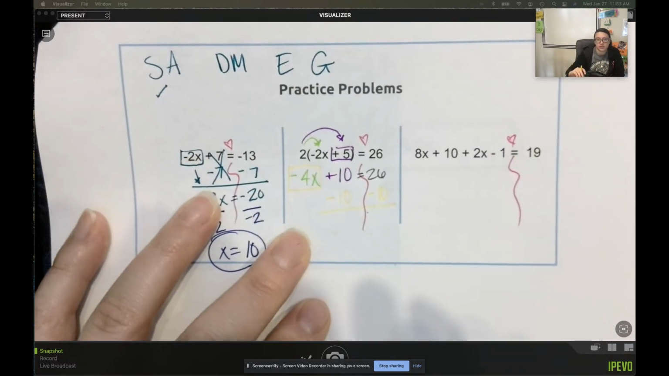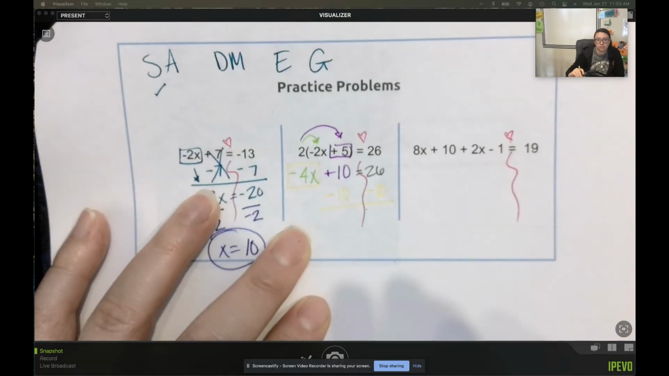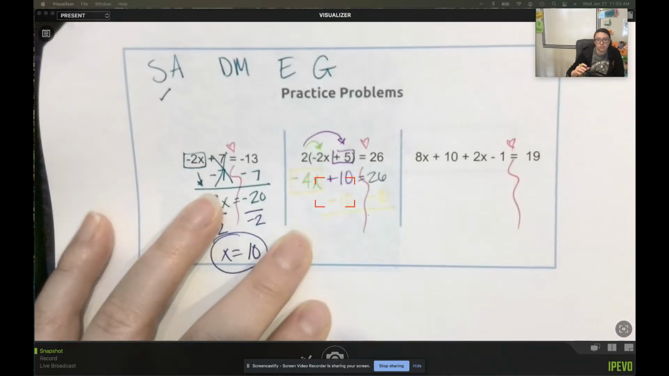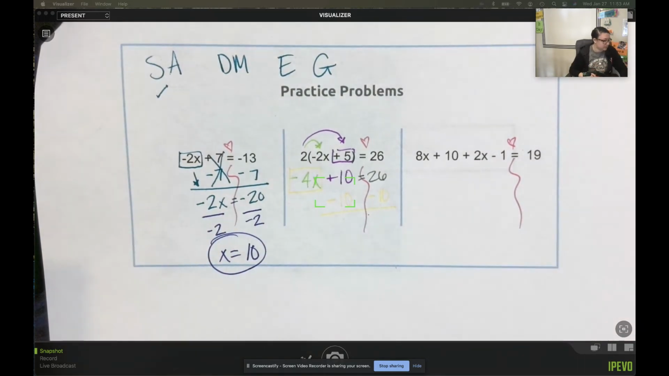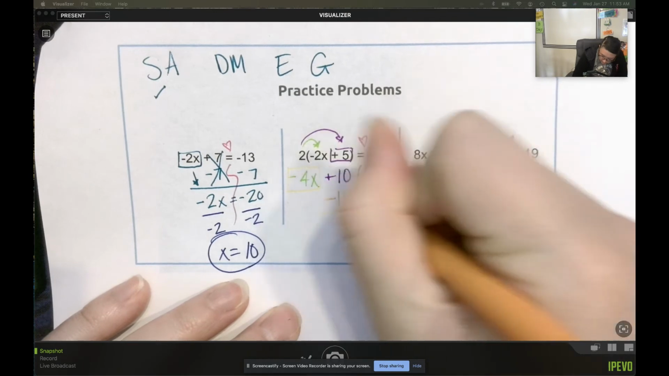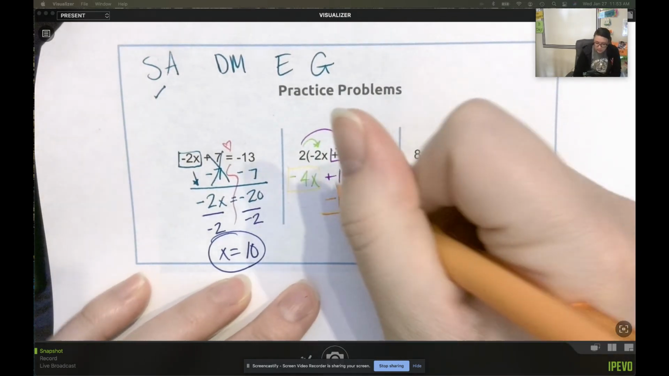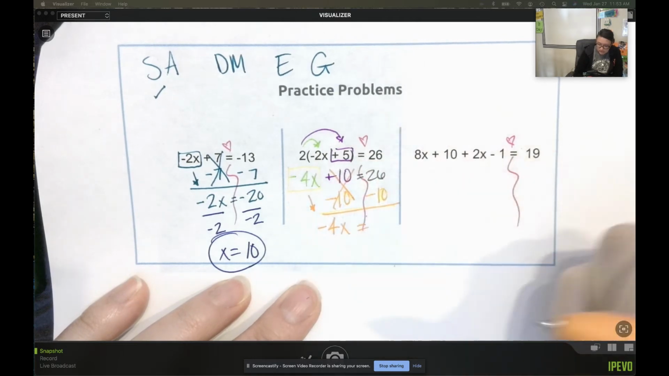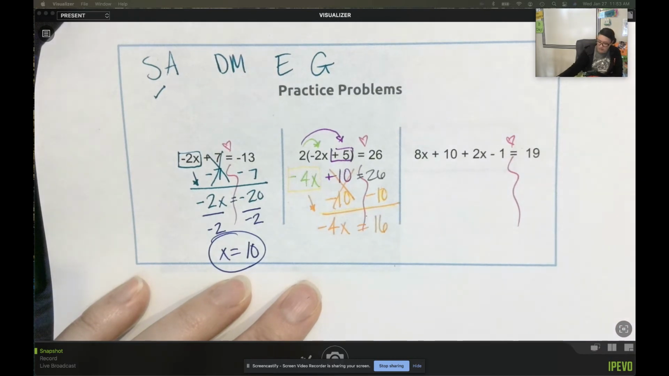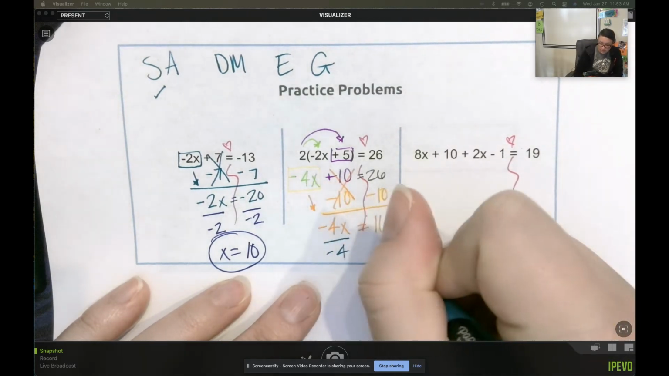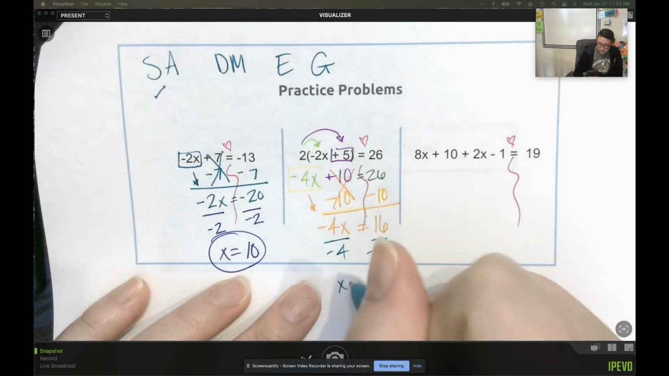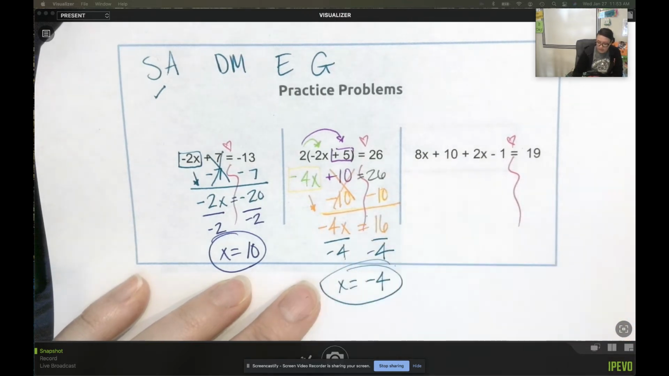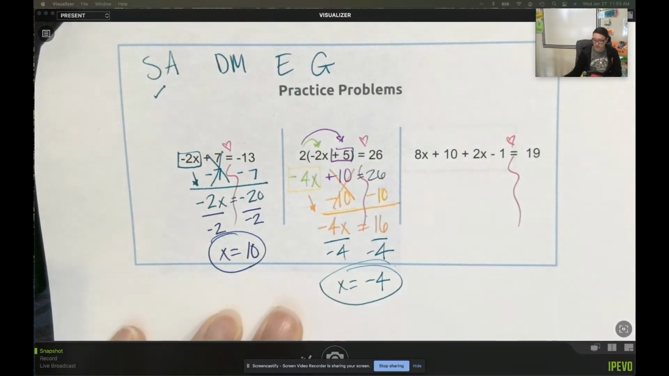Y'all can't see that very well. No, I'll use a different color. Subtract 10 from both sides. There we go. That's better. I bring down my negative 4x. 26 minus 10 is 16. Divide both sides by negative 4. I get x equals negative 4. X equals negative 4.